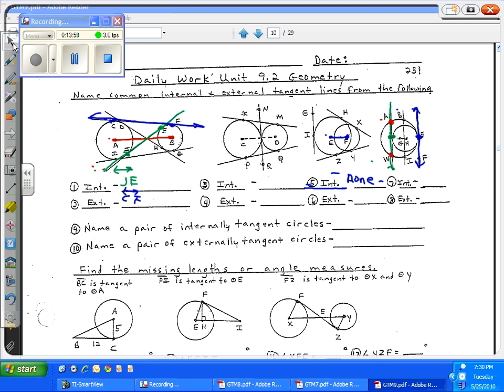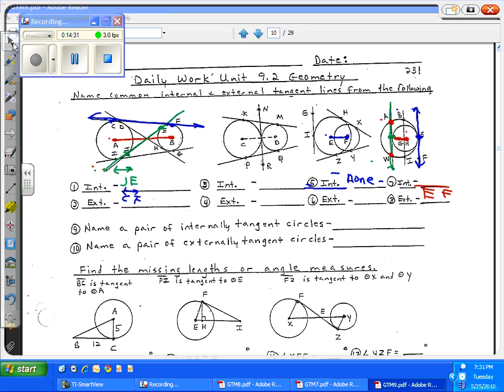EF is tangent to circle H at point E, and it's tangent to circle G at point E. It is tangent to both, so it is a common tangent line. It does not pass through the segment of centers, so it is a common external tangent line. So EF is a common external tangent line.